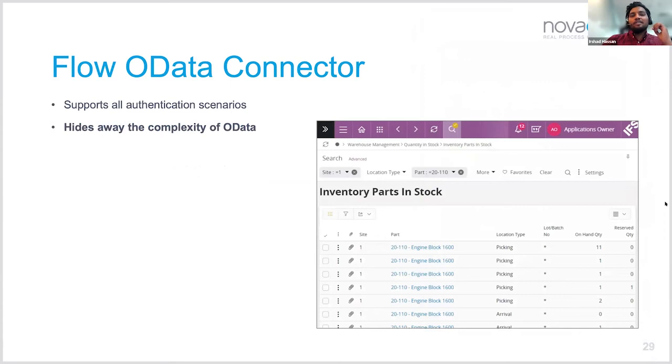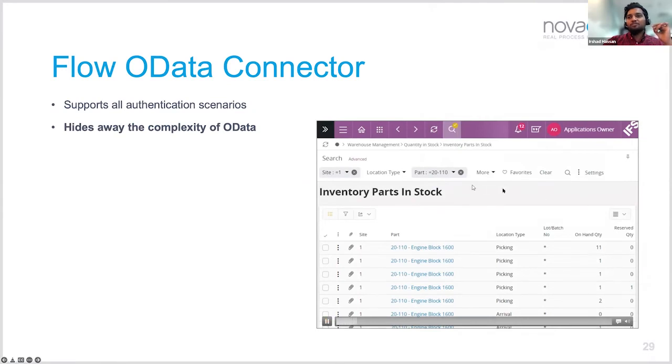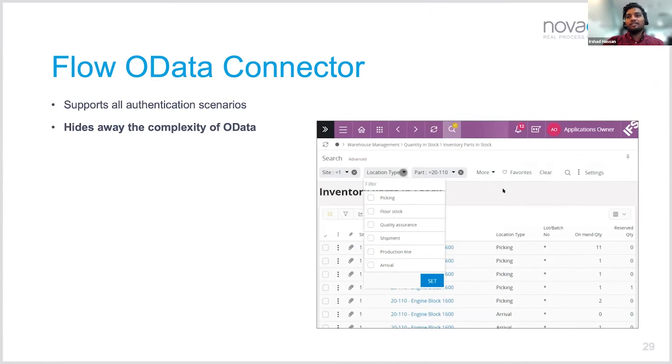And next up, one of the cool features that we have is we hide away a lot of complexity that is associated with OData. Let me just give you an example. This view here is actually quite a simple view where we are trying to figure out the stocks that are belonging to this site. And we are also trying to filter by location type. So I want to show only the records in these location types.